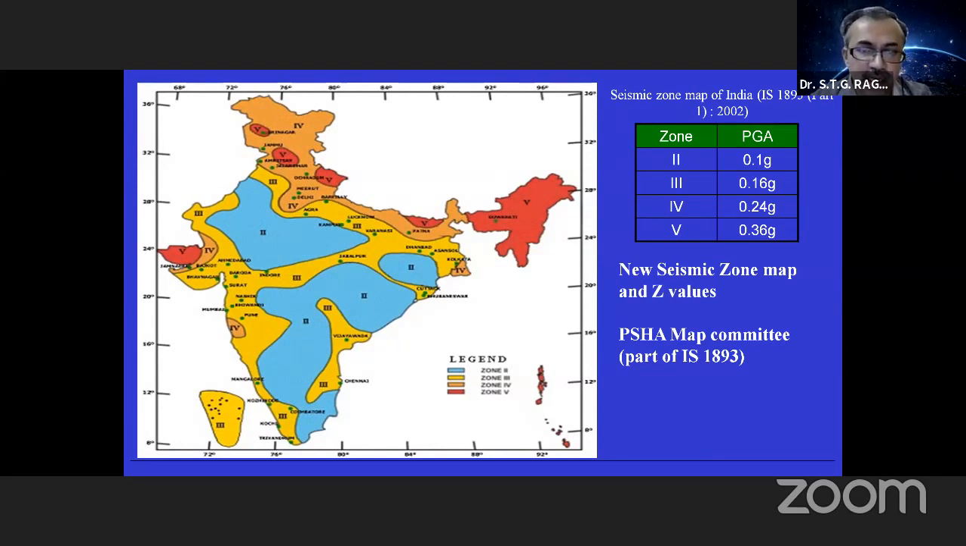Now, if you ask any earthquake engineering expert, I mean a person who has worked in this area for the last 5 to 10 years, they will say that these values are on the lower side. So many experts feel that we are under-designing, underestimating these Z values. The reason is as follows.